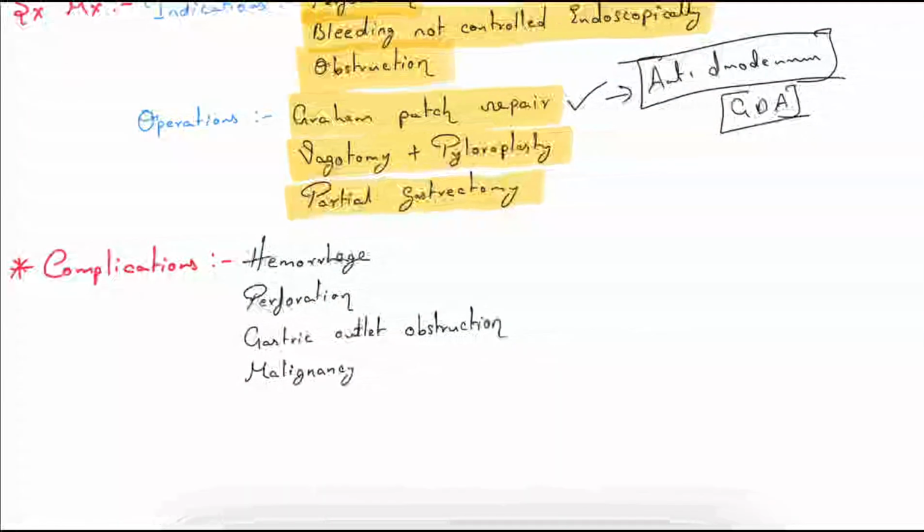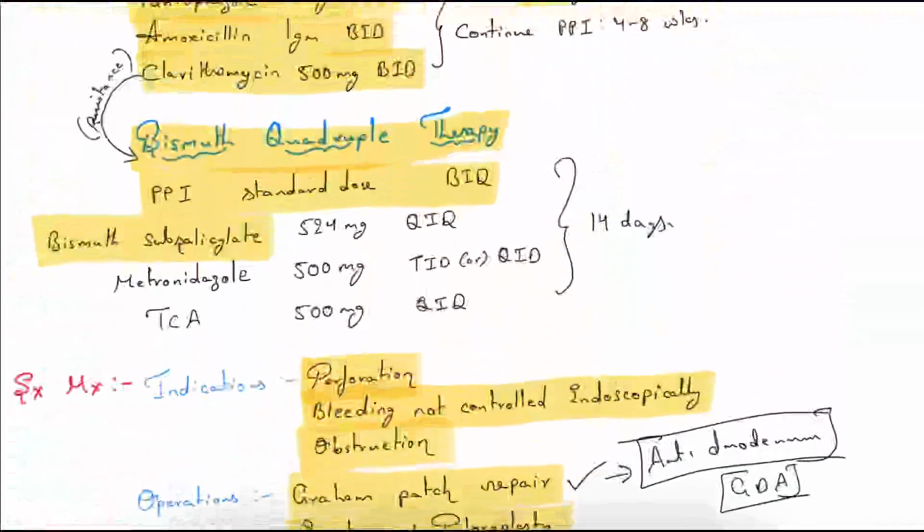So this is the main important repair for hollow viscus organ or peptic ulcer perforation patients. Next we can see some complications. In these complications we can see hemorrhage, perforation, gastric outlet obstruction, and malignancy. If any patient comes in an emergency situation, first of all we have to follow the primary survey: intravenous fluids, ABCDE and everything, and a nasogastric tube for decompression. Then we have to start proton pump inhibitors intravenously, and send the patient for emergency surgery if you are suspecting perforation.